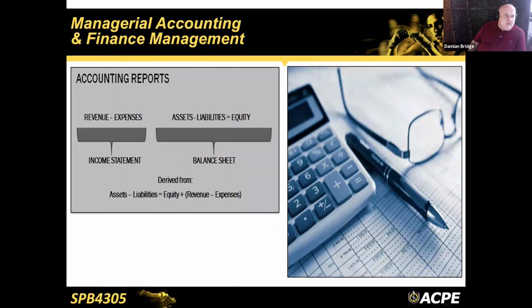Like I said, just remember, revenue minus expenses, that ends up in our income statement. Assets minus liabilities equal to equity ends up in our balance sheet.